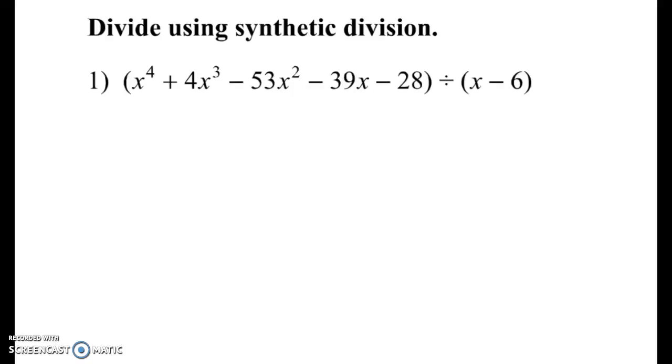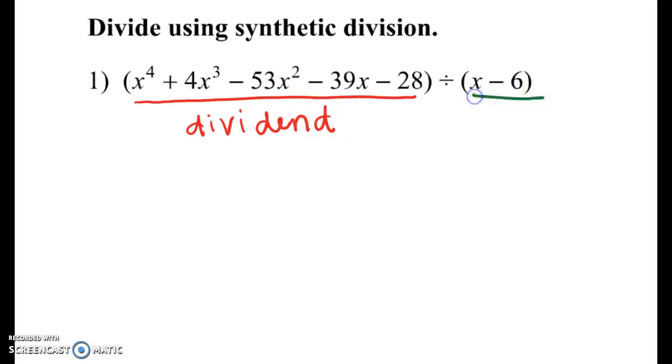All right, guys, so today I'm going to go over synthetic division. The first thing I want to point out is that this polynomial, x to the fourth plus 4x cubed minus 53x squared minus 39x minus 28, is called our dividend. And what we're dividing by, this over here, is our divisor.